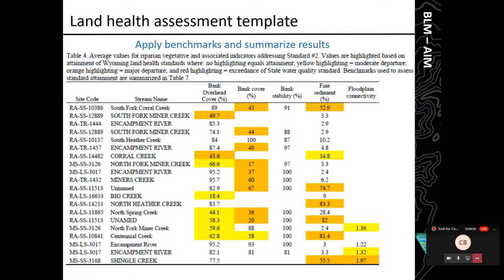One can just present the actual values, but if you've used the benchmark tool or any other way to assign benchmarks, we can then start color coding things in terms of what exhibited no deviation from our benchmarks, so no highlighting. The yellow is moderate deviation, and the orange is major departure, in this case from reference conditions or least disturbed conditions. It gives you a quick idea of, for what sites, what indicators were showing a departure and what degree of departure. We have numerous tables that do this for things like water quality, riparian, and different in-stream habitat indicators.